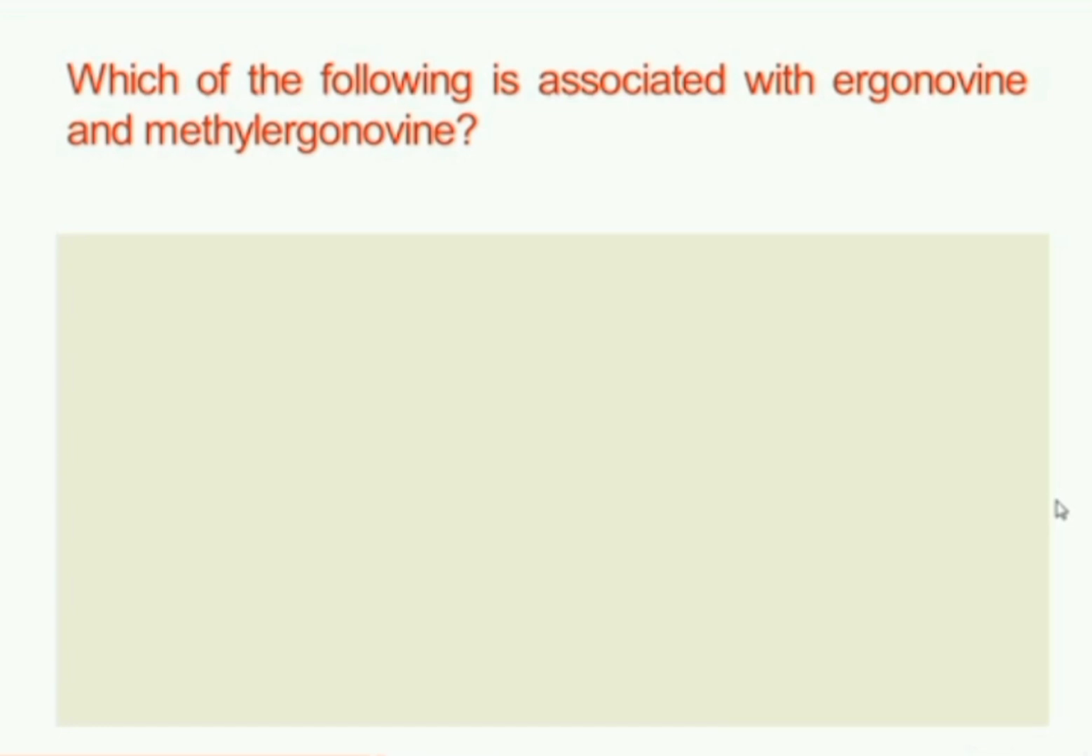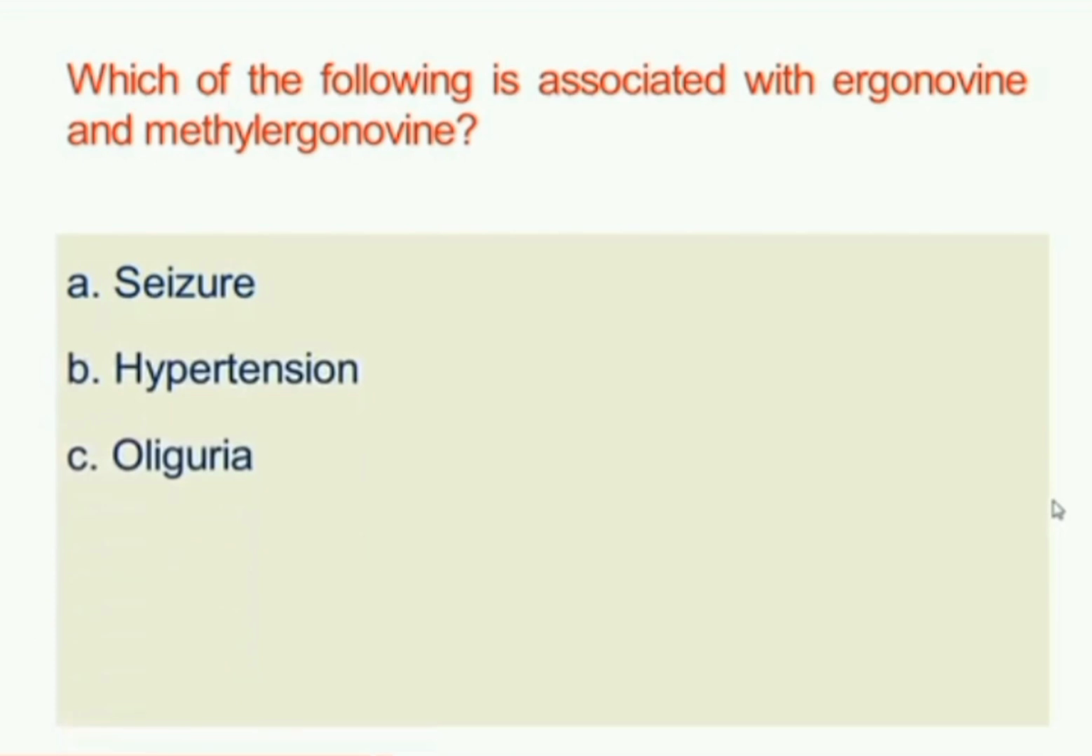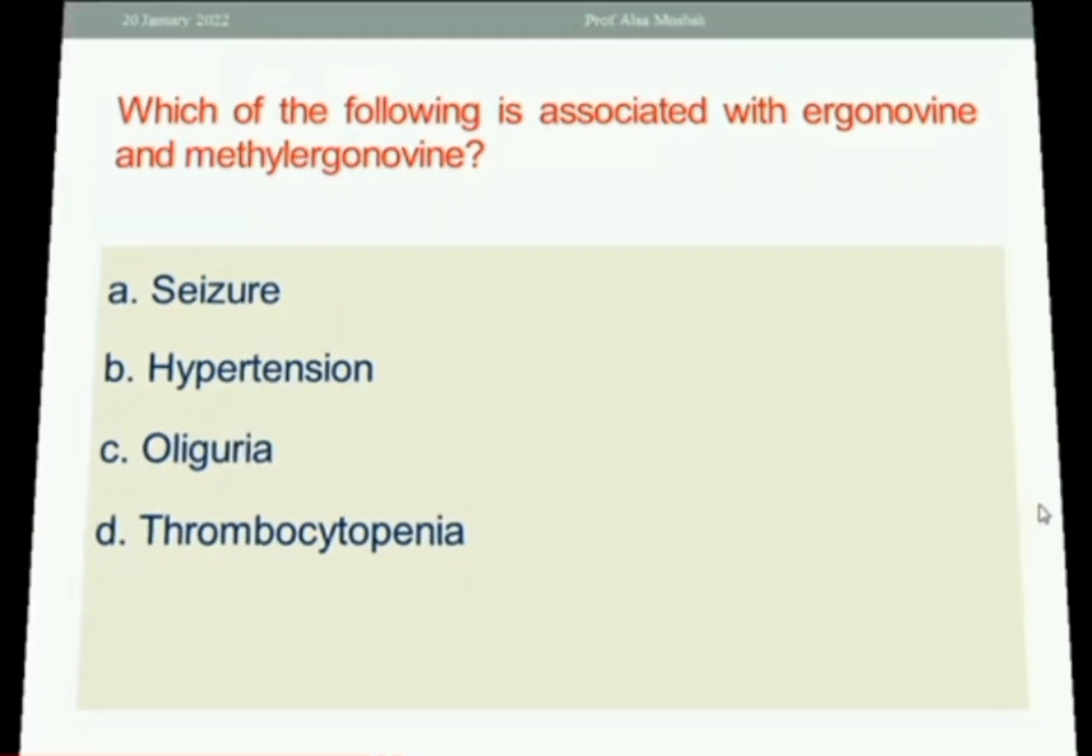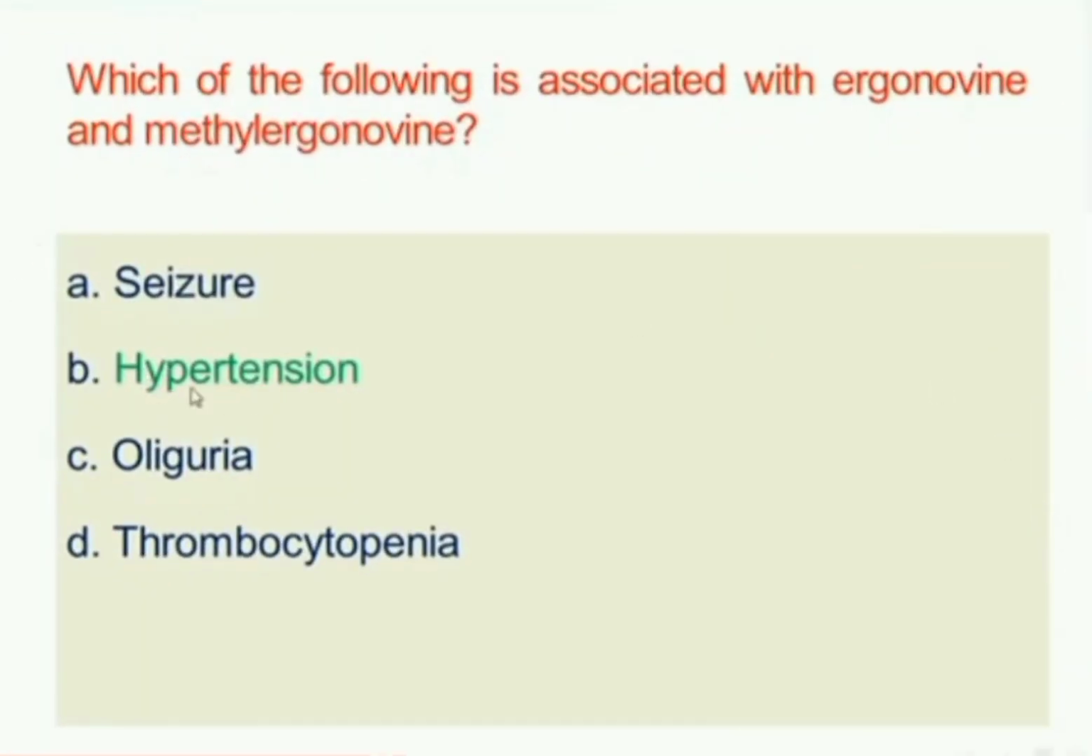Now the question is, which of the following is associated with ergonovine and methylergonovine? It is actually ergometrine. Now, the options for ergometrine association are either seizure, hypertension, oliguria, or thrombocytopenia. So we know that with ergometrine, hypertension is the associated complication.